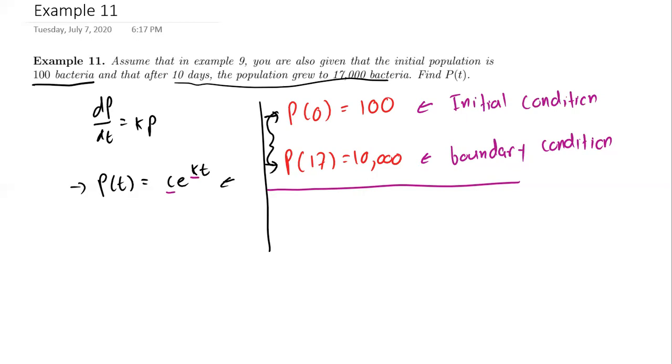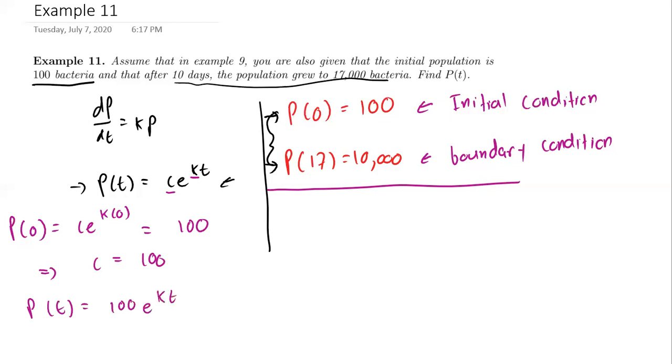So let's go ahead and use this information. Plug in P of 0. That means wherever you see a t, plug in 0. So C times e to the k times 0 should be equal to 100. Now let's simplify. e to the 0 is just 1. Anything to the 0 power is 1. So it just becomes C equals 100. From this initial condition, we found what our arbitrary constant has to be: 100.